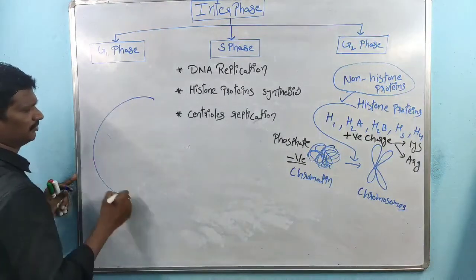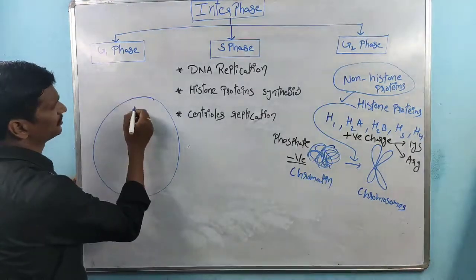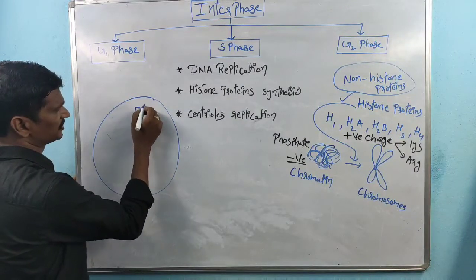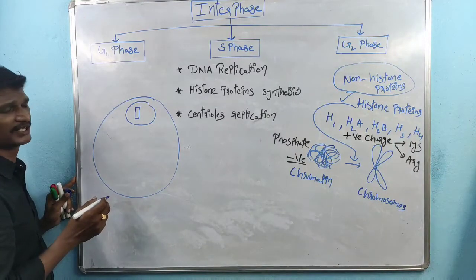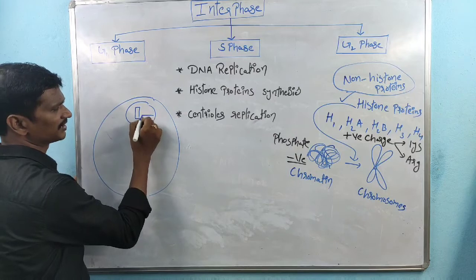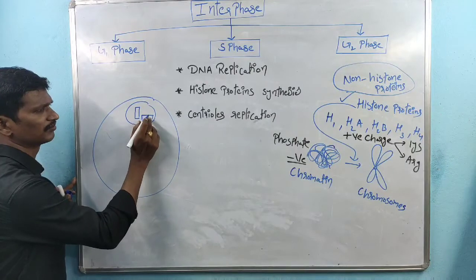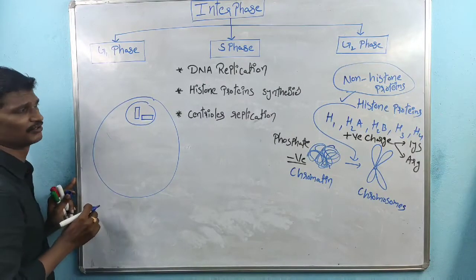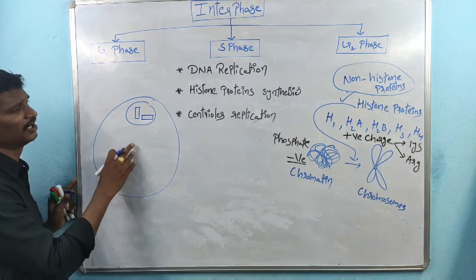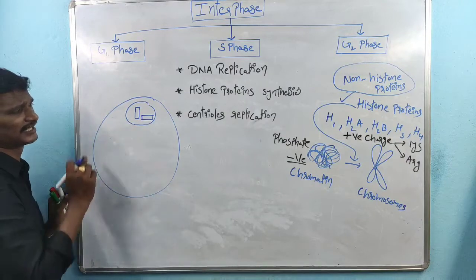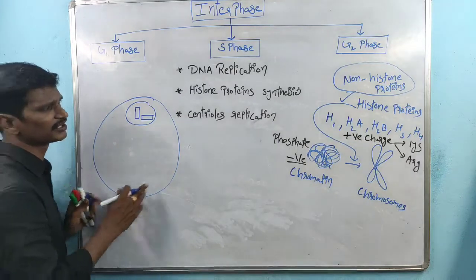See, centrioles. In the G1 phase, the cell contains a single centriole. Once the cell enters the S phase, the centrioles are replicated. One centriole forms another centriole. So centriole formation means one centriole is already there, and the second centriole is formed during S phase. So this is centrioles replication.